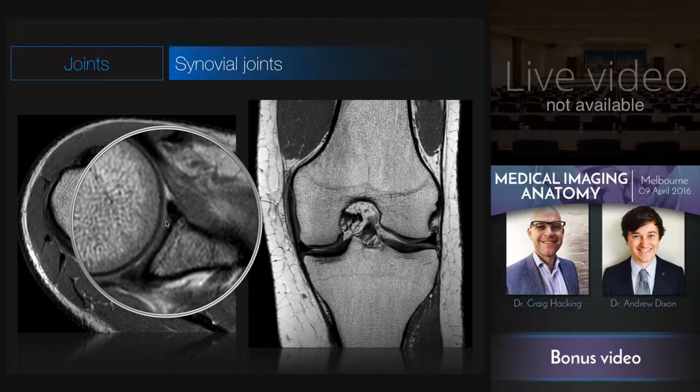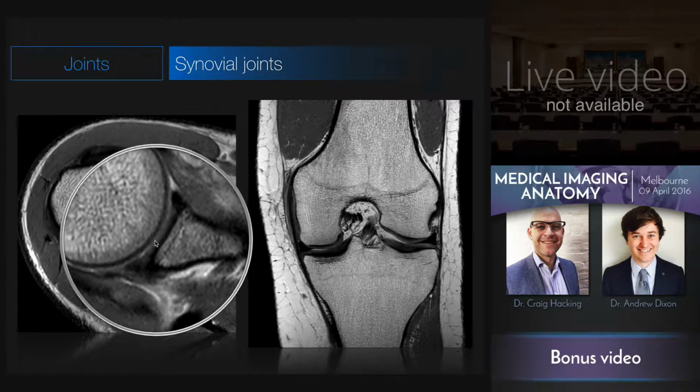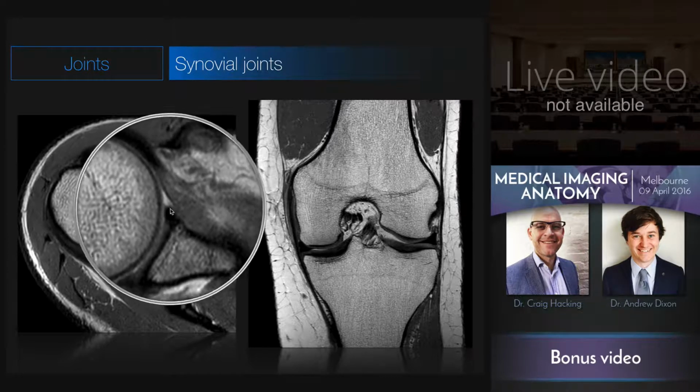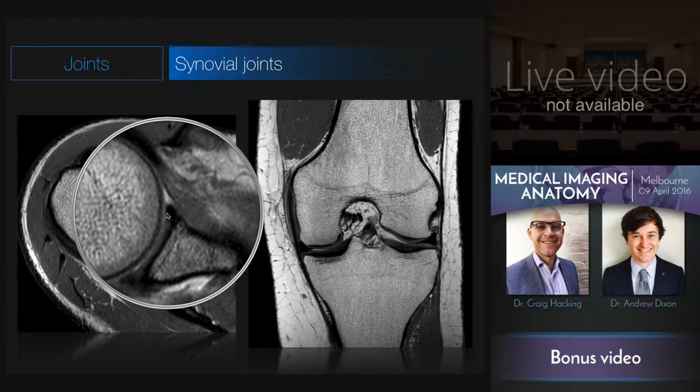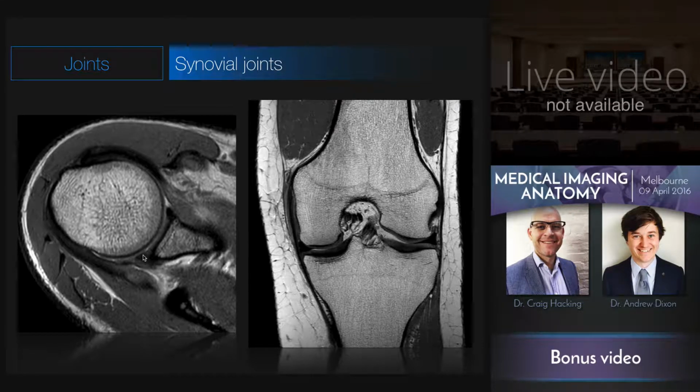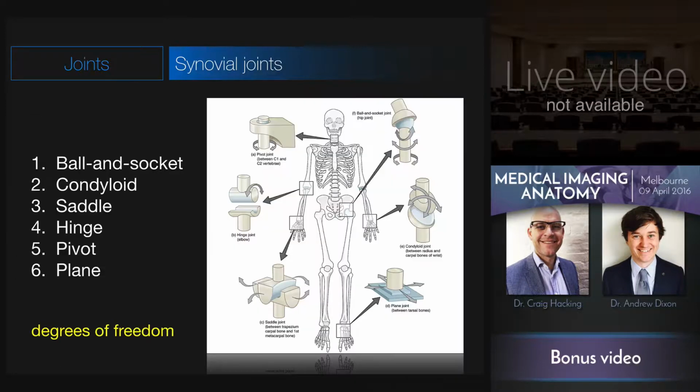Also over here in the shoulder, you can see hyaline cartilage on the glenoid here and on the humeral head, and fibrocartilaginous labrum helping to deepen the socket of the glenoid. So just worth remembering that cartilaginous joints and synovial joints are different. Even though synovial joints contain cartilage, they are not examples of cartilaginous joints.